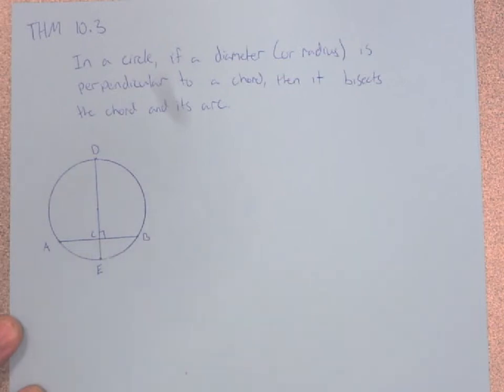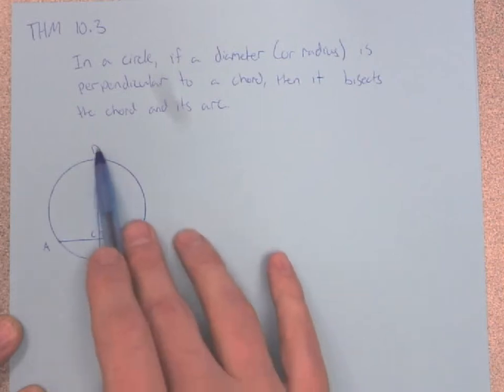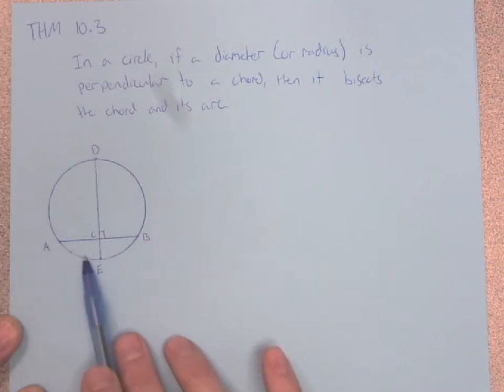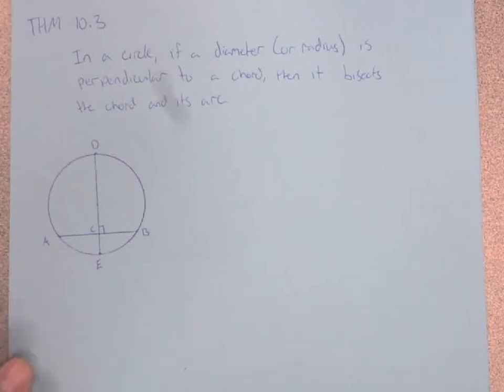Okay, it will also bisect this arc AB. So DE, that diameter, will bisect AB so that the measure of AE and the measure of BE are equal to each other as well. Okay, so we're going to prove that in just a second.